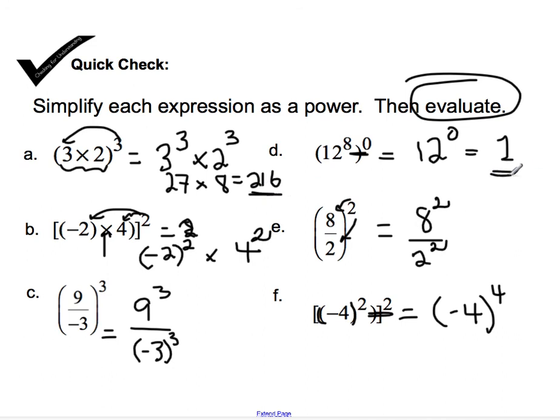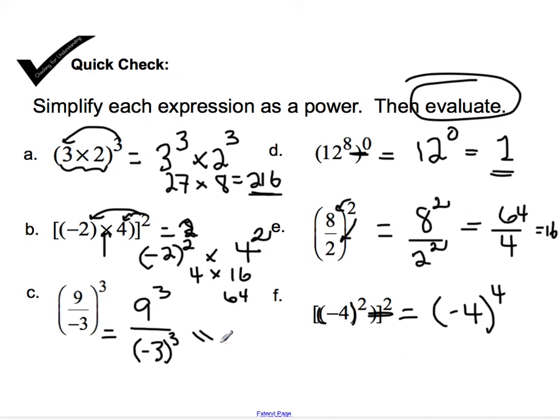We've already evaluated that one. This one's going to get a little messy here. -2 to the power of 2, which is positive 4, times 4 to the power of 2, which is 16, and 4 times 16 is 64. 8 squared is 64. 2 squared is 4. 64 divided by 4 is 16.